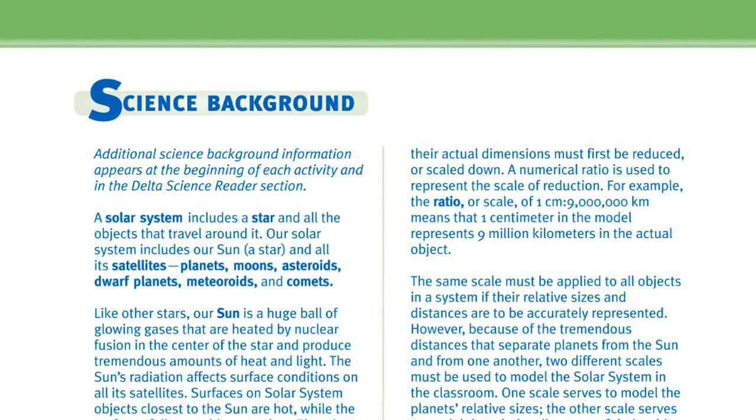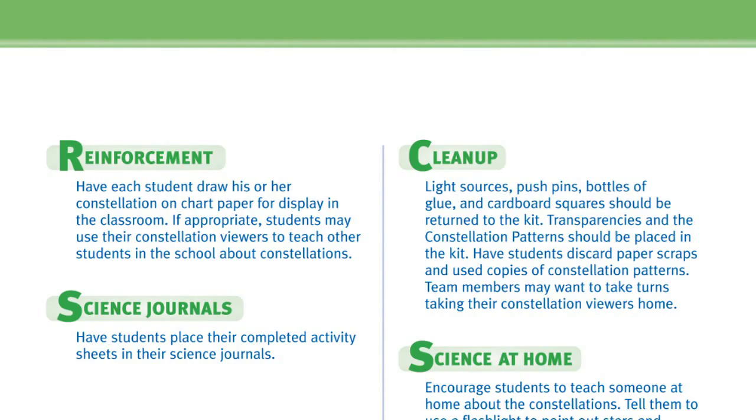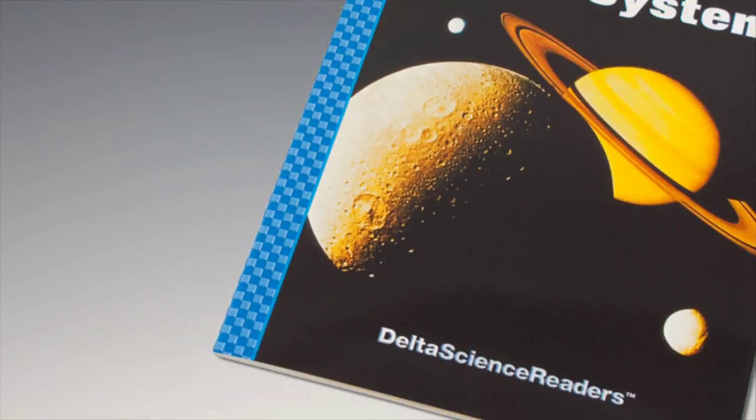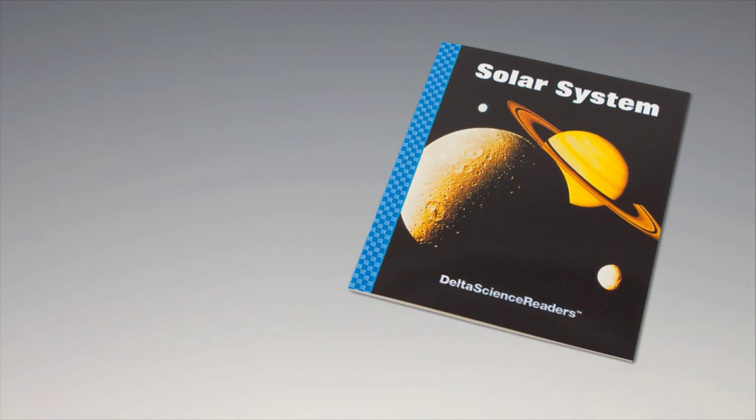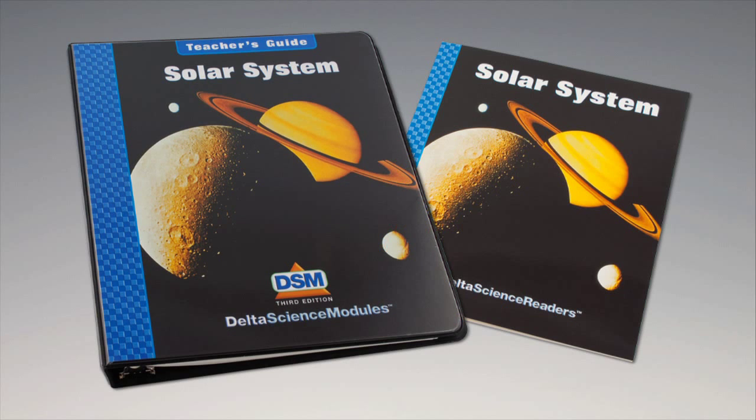To conclude the activity, remove the masking tape from the planet labels and return the labels and all other materials to the kit. For science background, reinforcement activities, curriculum connections, and information about the Delta Science Reader, please consult your DSM Teacher's Guide.